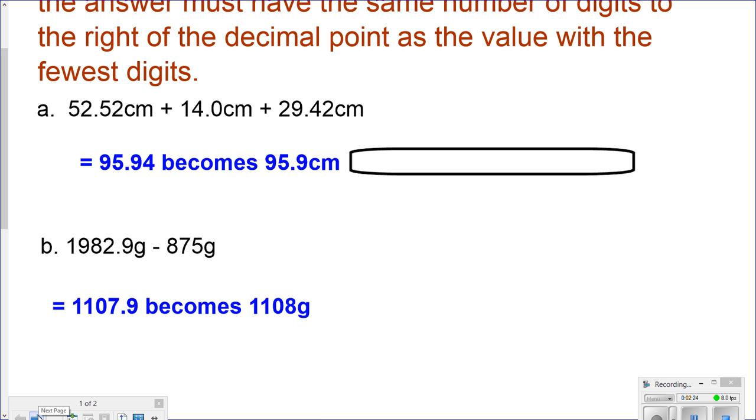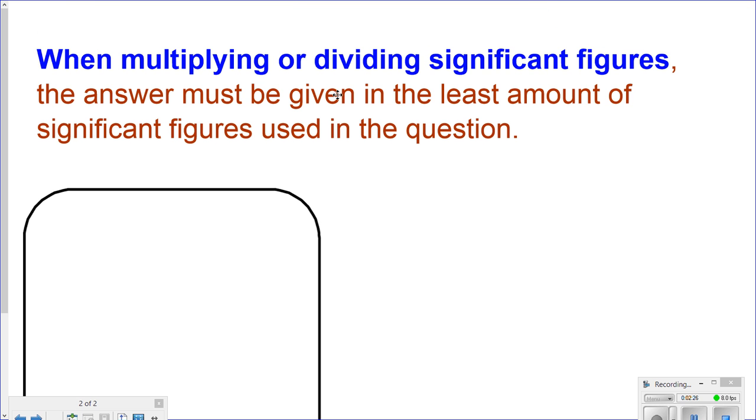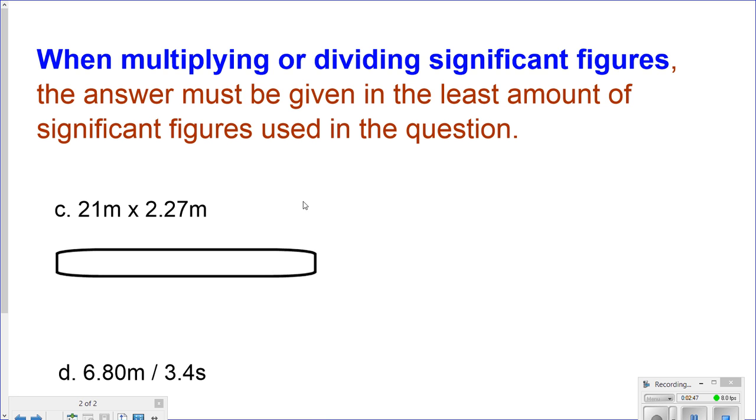Let's do multiplication and division. When I divide significant figure values, the answer must be given to the value of the least amount of the total significant figures. Okay, because sometimes when you divide, you get this large sum of numbers to the right of the decimal point. We want to avoid that by creating some rules.